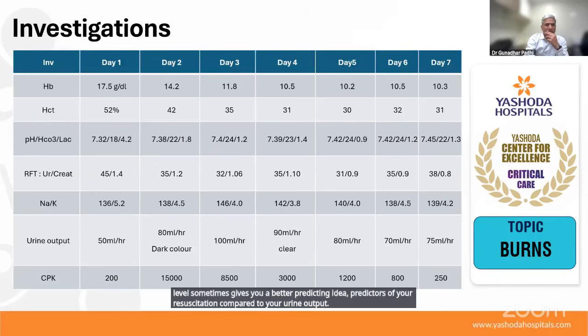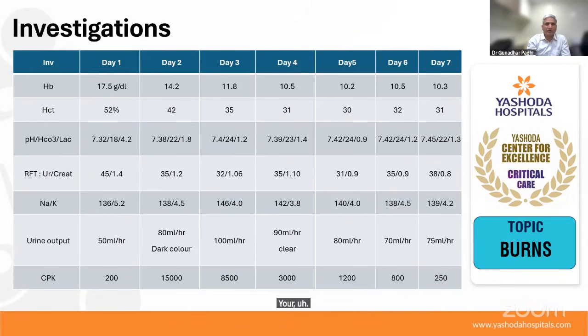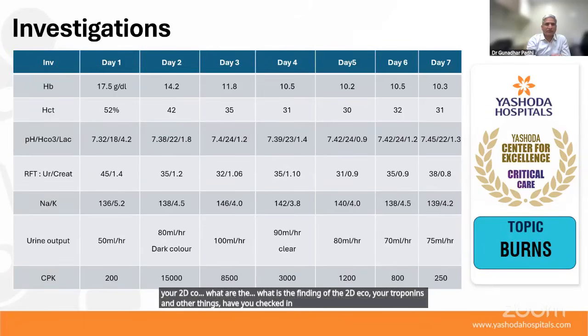And one more thing, so you are happy with the resuscitation for this patient? What I want to stress here is, have you done any cardiac markers, because these patients are at very high risk for going into myocardial ischemia and arrhythmias. What was the finding of the 2D echo? Have you checked troponins and other tests on day 2, day 3 or subsequently?